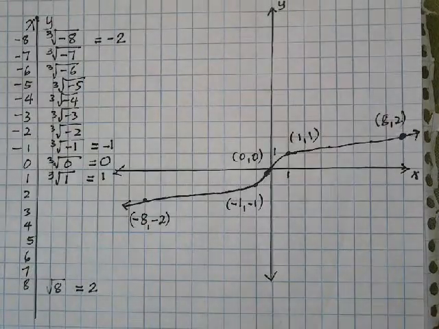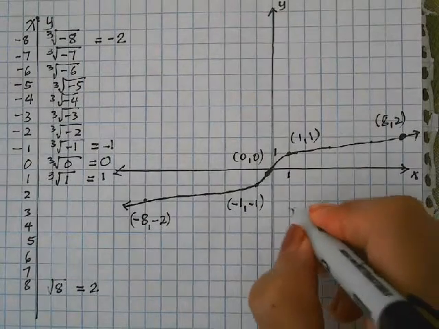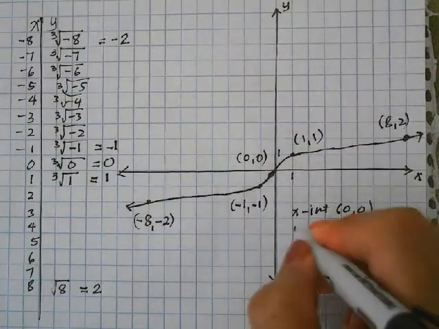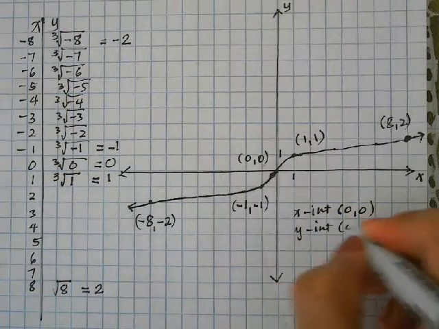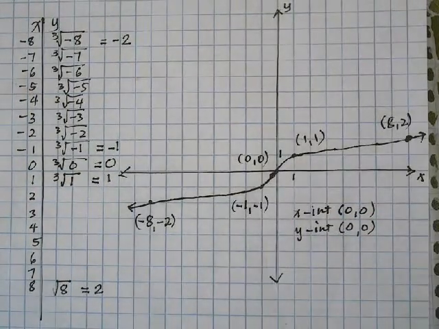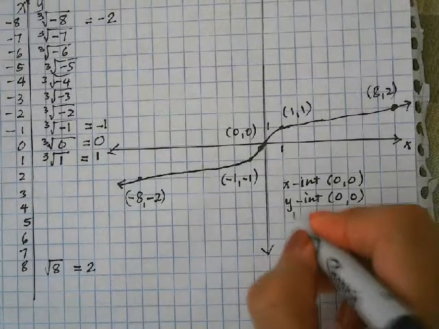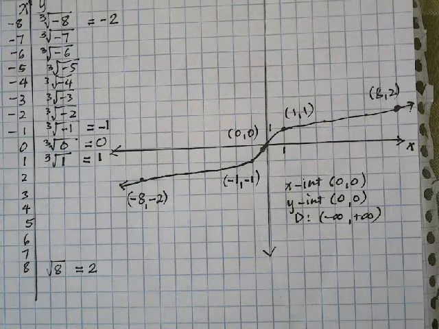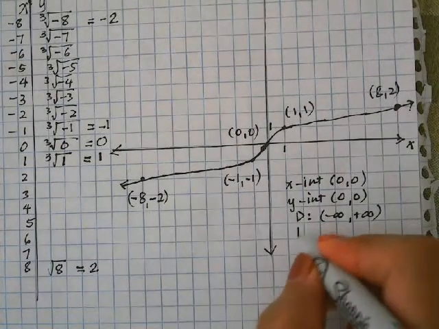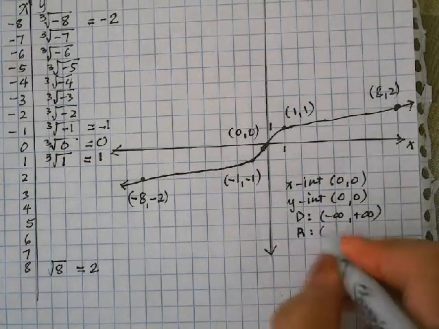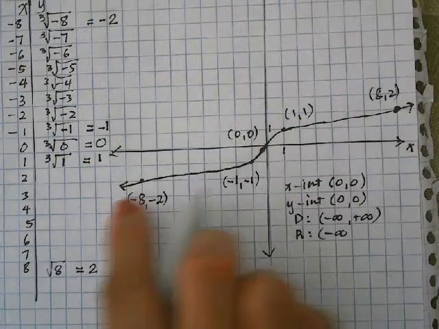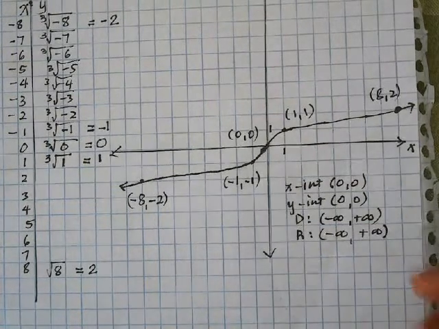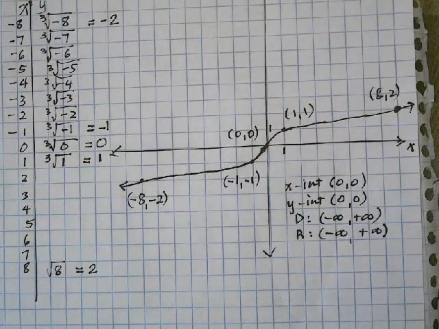So let's try to get some special points for this. Our x-intercept is at 0, 0. Our y-intercept also is at 0, 0. Our domain is all real numbers. You could give all real numbers as your x, and our range will also be all real numbers, from -infinity all the way to +infinity.